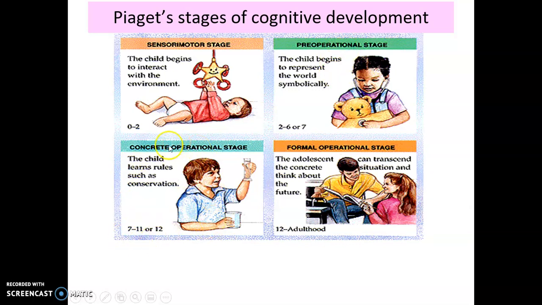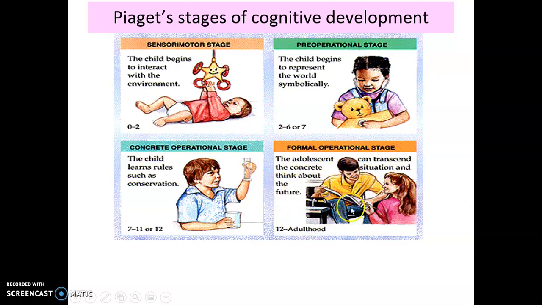At the age of 7 to 12, it's called the concrete operational stage, where the child learns the rules. That's why when they play with friends, they have some rules that they set, because at this stage children learn rules such as conservation and so on. The last, fourth stage is the formal operational stage, where the age is 12 until adulthood. The adolescent, normally 12 years old, falls under the adolescent stage. Adolescents can transcend concrete situations and start to think about the future.